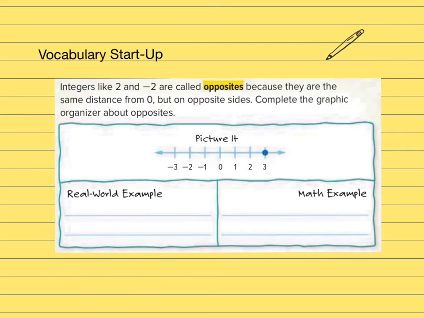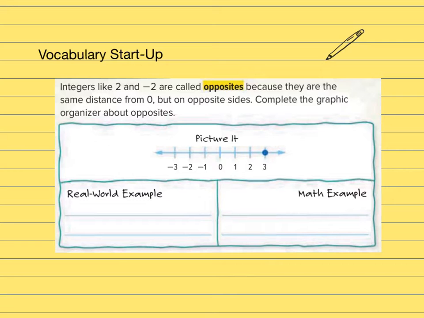So let's get started with our vocabulary startup. First word is opposites, and notice the pencil on the screen, so that means that you're taking notes. Integers like positive 2 and negative 2 are called opposites because they are the same distance from 0, but on opposite sides. Complete the graphic organizer about opposites.